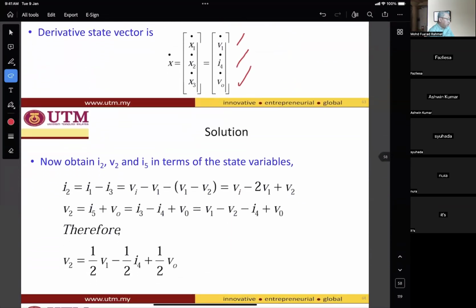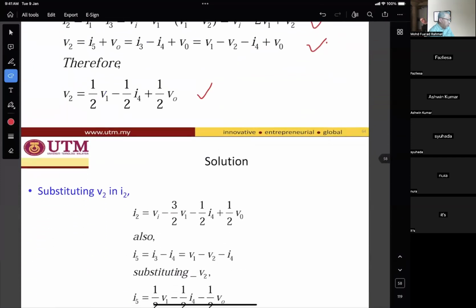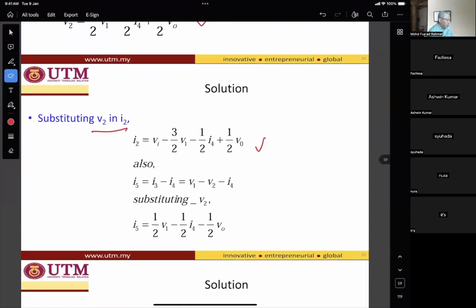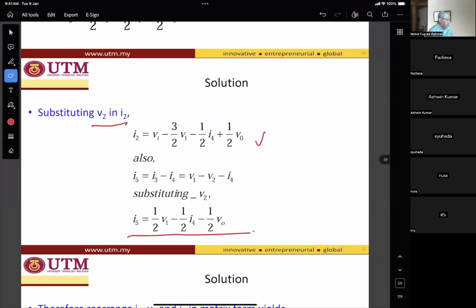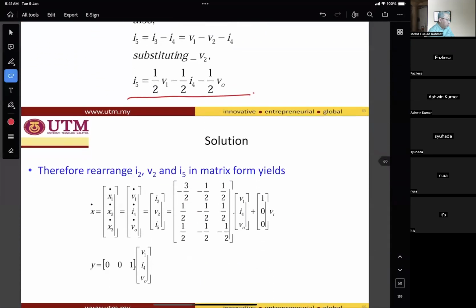So obtain I2, V2, and I5 in terms of the state variables. Then simplify, so you get V2. Substituting V2 in I2, then you get I5. Then rearrange the equations, so you will get the final state space representation. It is a 3 by 3, a third order system.